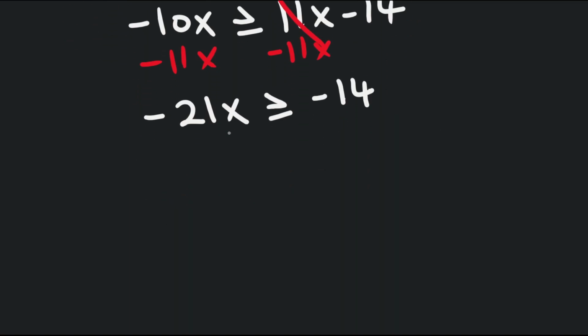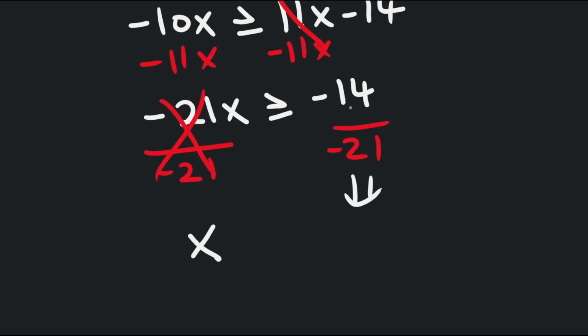And we're almost there to our goal of isolating x. All we have to do is get rid of this negative 21. So we can go ahead and divide by negative 21 on both sides. And we have x. And on the other side, what is negative 14 over negative 21? Well, the negatives cancel out, so negative divided by negative is positive. So 14 over 21.